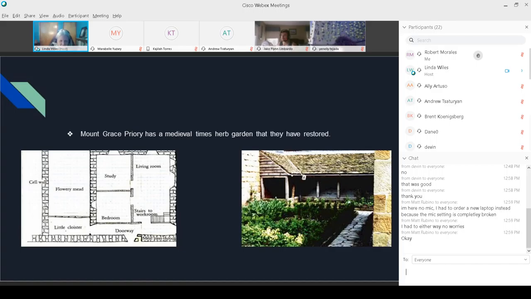This is a somewhat less formal garden than the prior two. This is Mount Grace Priory. These have had medieval herb gardens, and they were restored. The drawing on the left shows where you have the flowery mead. That would be where the herb garden was. And here you can see they have, again, a stone walkway, but less formality here. This was primarily used for both medicinal and culinary use.